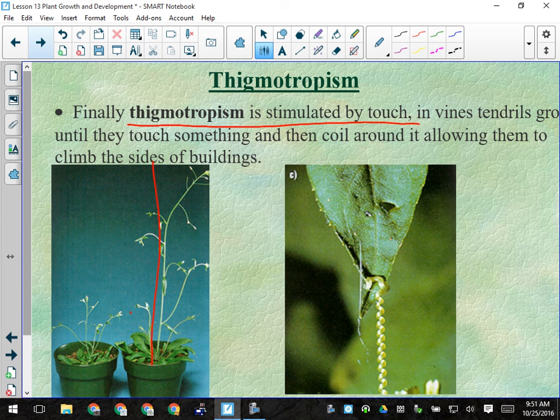All right, the big thing to remember here, they're all caused by the same thing. That curving of the plant is caused by differential rate of growth on either side.